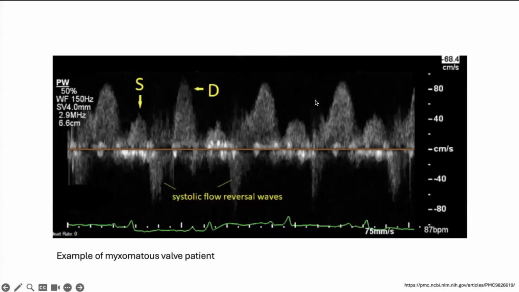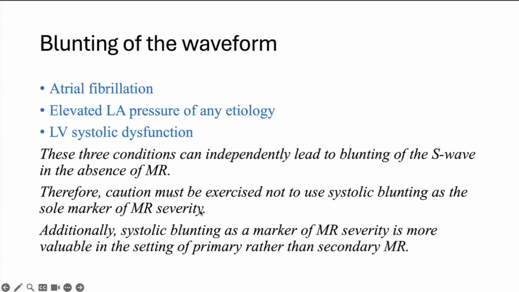And I got this from a talk. It's an article that showed positive initial part of S1 followed by negative S2, and then a D wave in a patient who had myxomatous valve. So other than the reversal, the waveforms can be blunted.